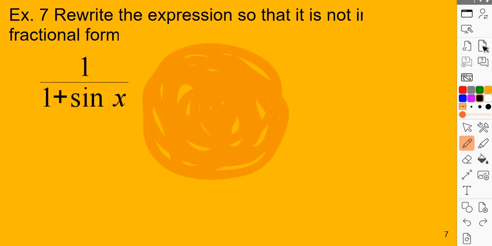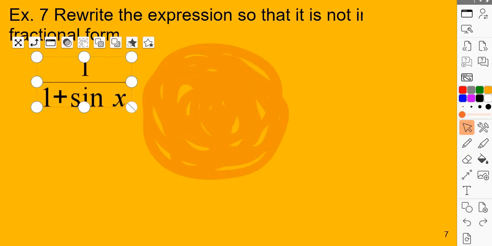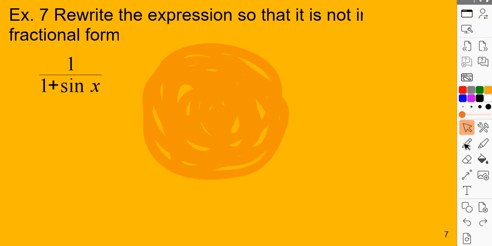So let's look at one more. What do our directions tell us to do this time? Rewrite the expression so it's not a fraction. Cool, right? So it's different than simplifying this time. We're trying to get rid of the fraction. So what are some ideas? Multiply by its reciprocal. But its reciprocal? Yeah. So like 1 plus sine of x?